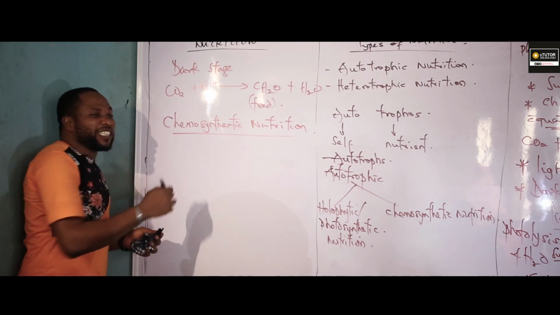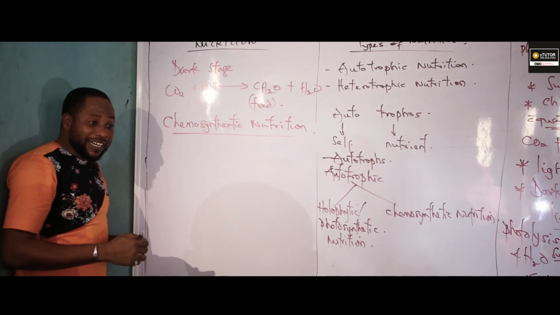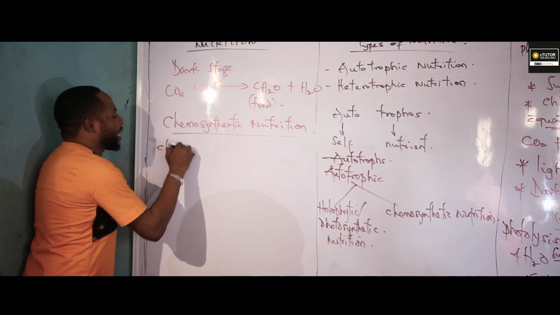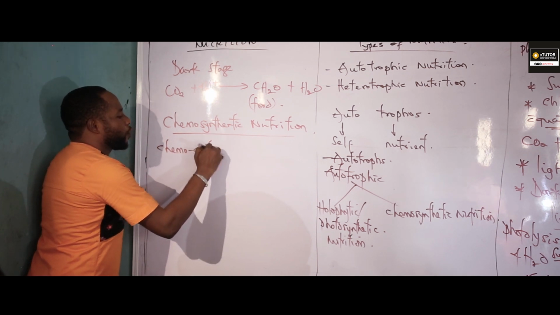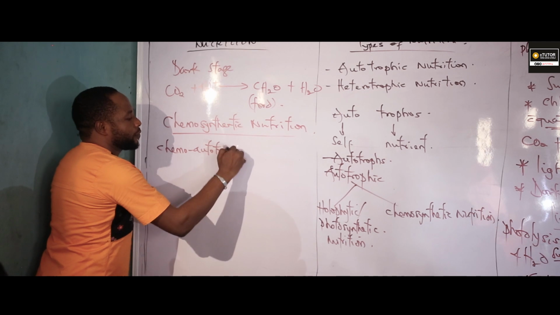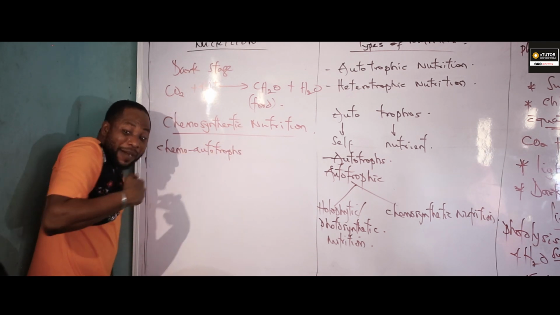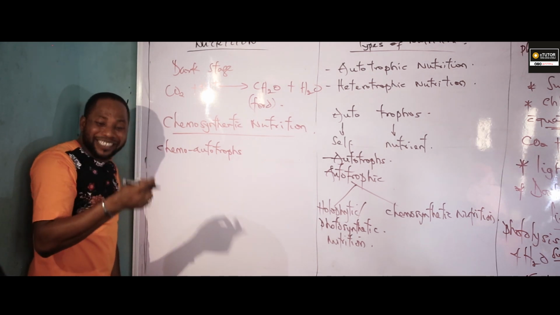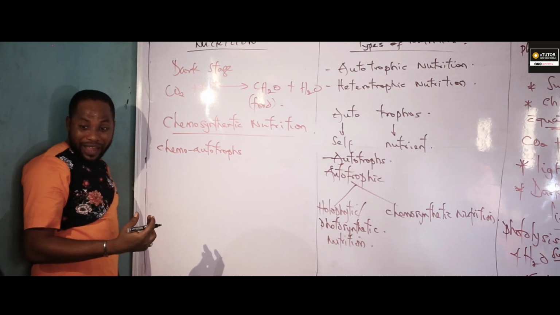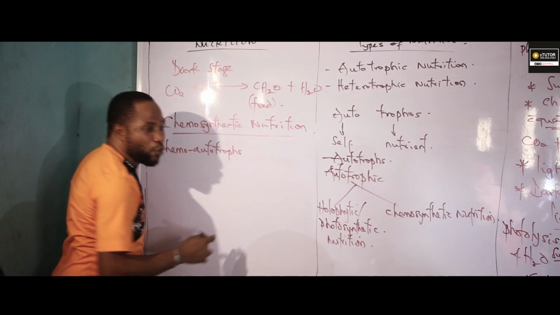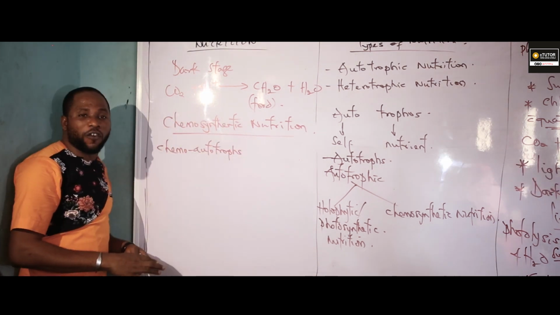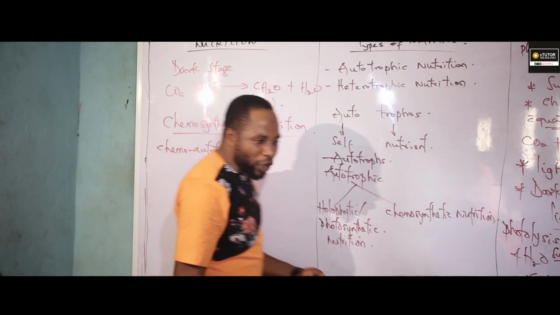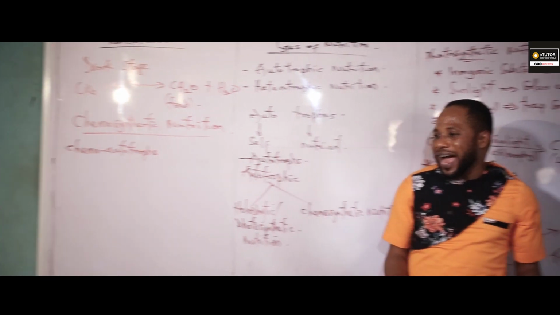So, chemosynthetic nutrition is a type of nutrition in which organisms, which we call chemo-autotrophs, manufacture their food. Autotrophs because they can manufacture their own food; chemo because they use chemical energy to manufacture that food. So it is a type of nutrition in which chemo-autotrophs manufacture their food using energy from inorganic substances.